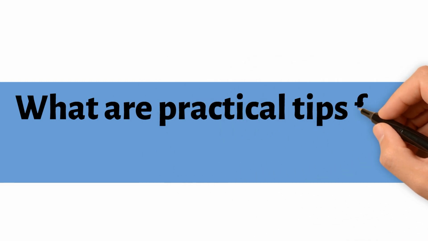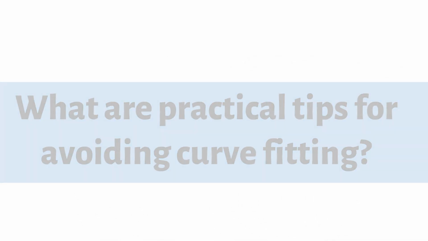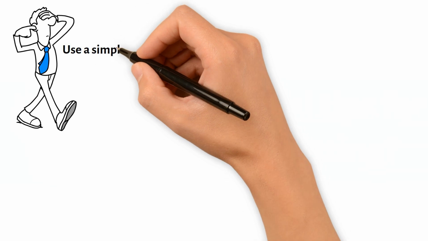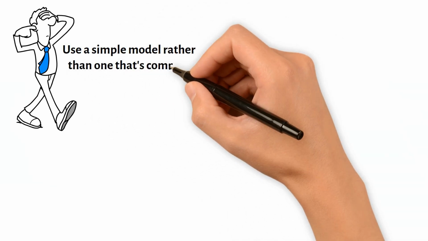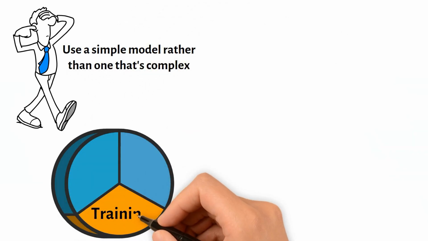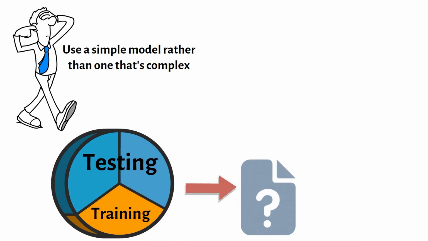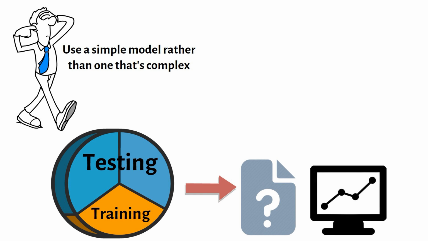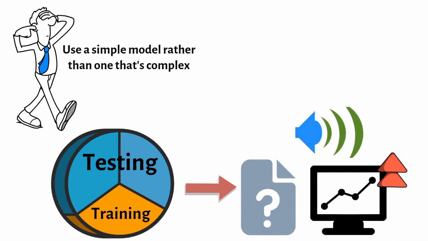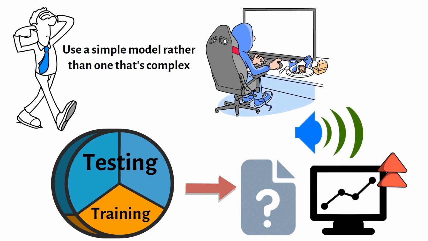What are practical tips for avoiding curve fitting? To avoid curve fitting, use a simple model rather than one that's complex. Split your data into separate sets for training and testing, ensuring the model performs well on unseen data. Limit the number of parameters you optimize, as more parameters can lead to models that fit the noise in your data rather than the actual signal. Regularly reevaluate your model with new data to confirm its effectiveness.